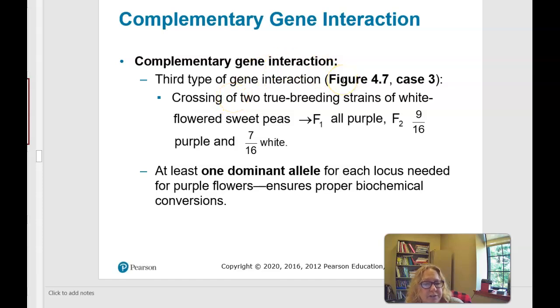Complementary gene interactions. These are crosses of two breeding strains of white flowered pea plants. You get two true breeding strains of white sweet peas. F1, all purple. F2, 9 purple, 7 white. This is just a complementary gene interaction where they complement one another, and at least one dominant allele for each locus is needed for purple flowers, which ensures proper biochemical conversion. Same as the white and the yellow.